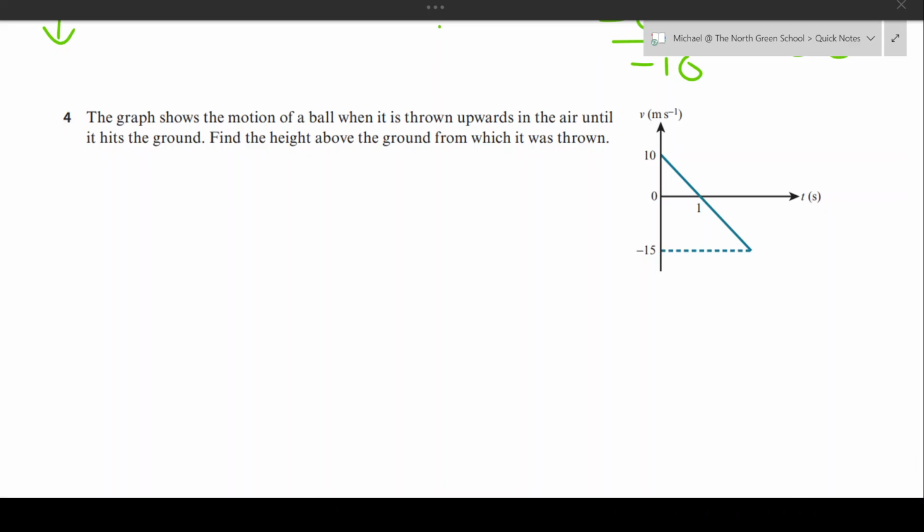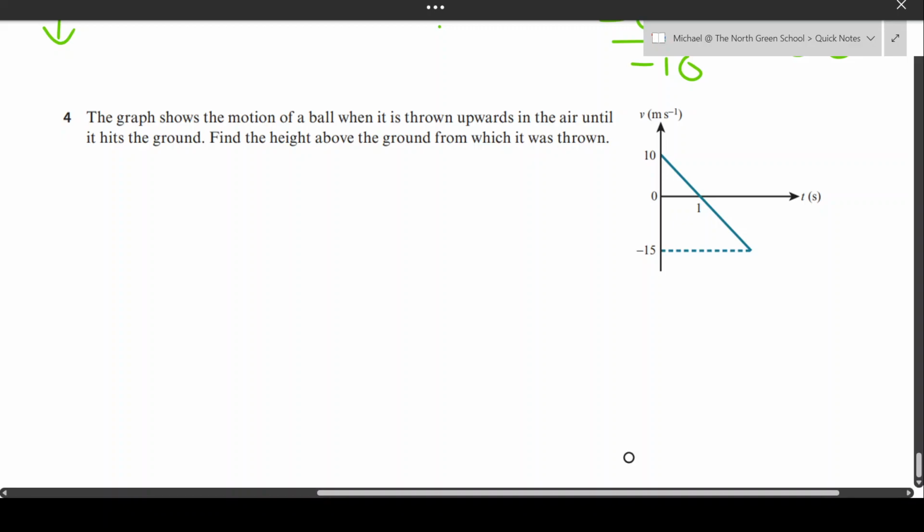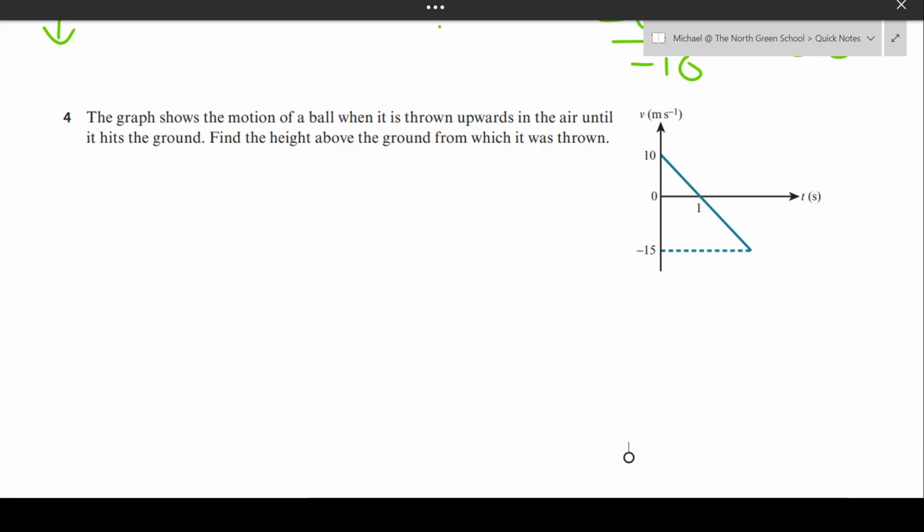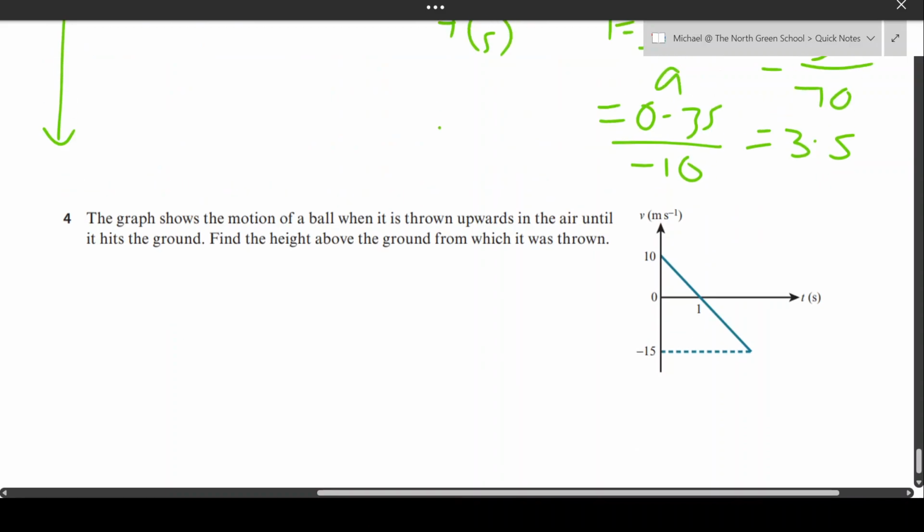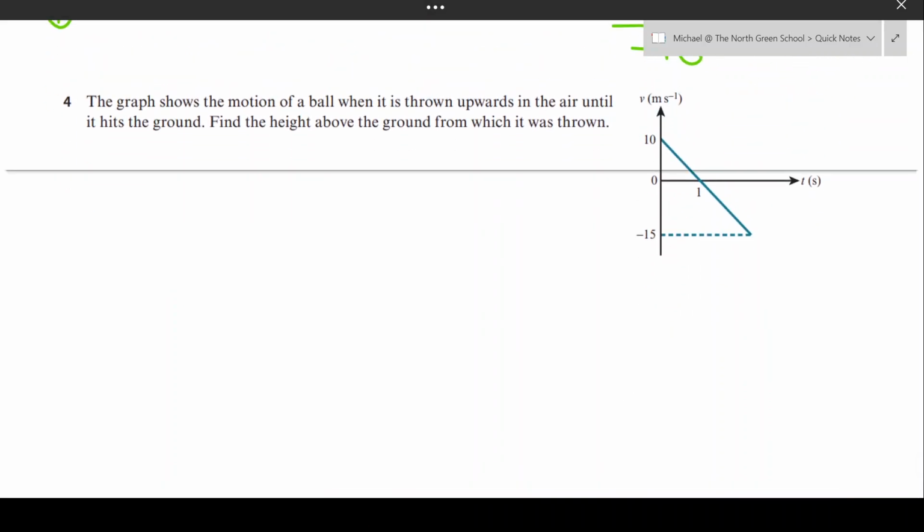So for this video, we're going to try to interpret a velocity time graph and just try to understand what is trying to be communicated in it. So this is the question. The graph shows the motion of a ball when it's thrown upwards in the air. So we're throwing a ball upwards in the air, somewhere up into the sky. Then what happens? Until it hits the ground. Okay. Find the height above the ground from which it was thrown. We've got the velocity time graph right there.